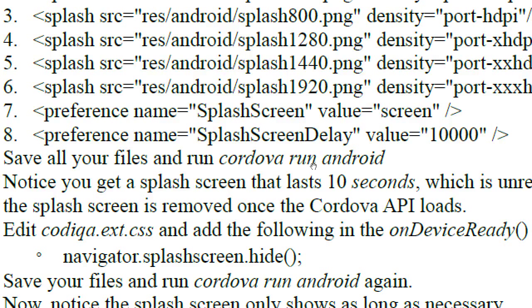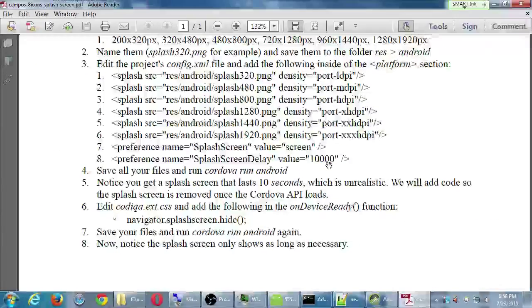That's a misspelling actually, codicaextra.javascript. Sorry about that, I'll mention that again. But in our JavaScript file, at the moment that the device is ready, we'll say hide the splash screen. We're done with it. So it's not going to be displayed for 10 seconds. It's only going to be displayed as long as necessary for all of the Cordova code to become available. That's why I'm saying make it run for 10 seconds. It's got to load within 10 seconds. And then it'll hide it when necessary.